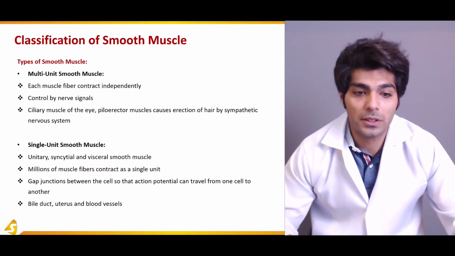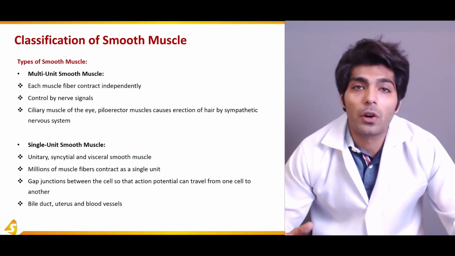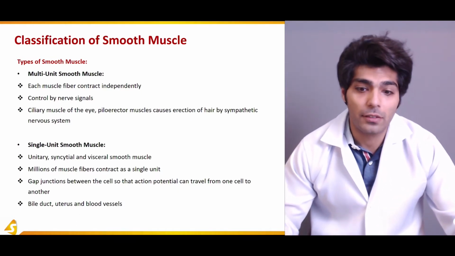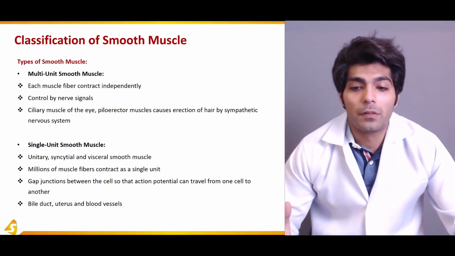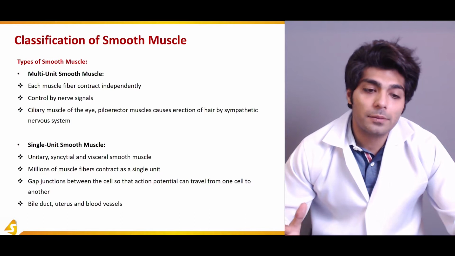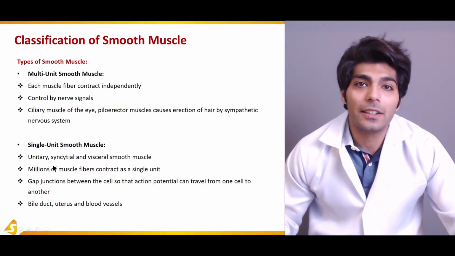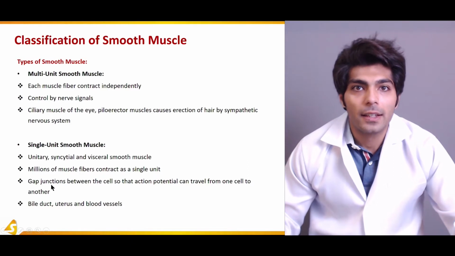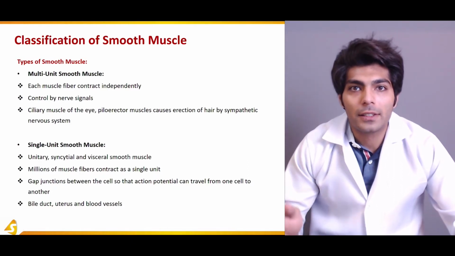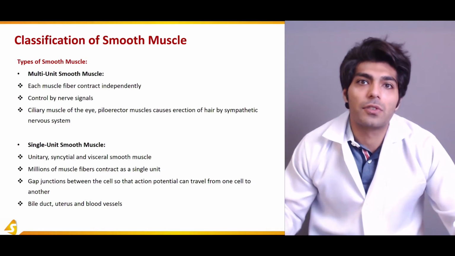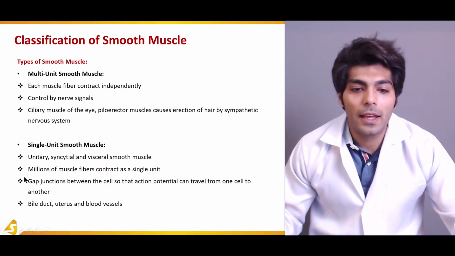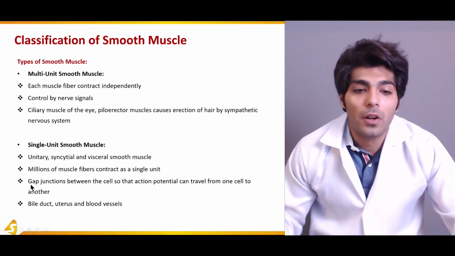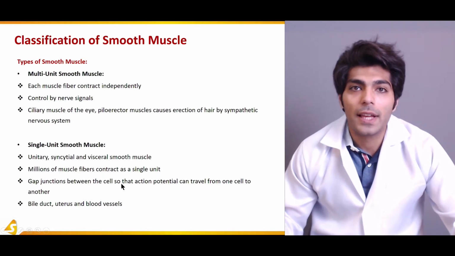Then we have single unit smooth muscle, which is unitary, syncytial and visceral smooth muscle. There are millions of muscle fibers contracting as a single unit. There are gap junctions present between the cells so that the action potential can be transmitted from one cell to another. If you compare it with the skeletal muscle, which has myelin sheaths and a jumping of action potential along the intervals, and the nerve impulse is transmitted at the nerve endings, here they have gap junctions between the cells, so the action potential can travel from one cell to another. The main examples of single unit smooth muscle are the bile duct, uterus, and blood vessels.